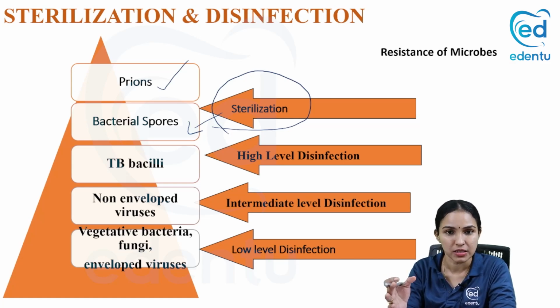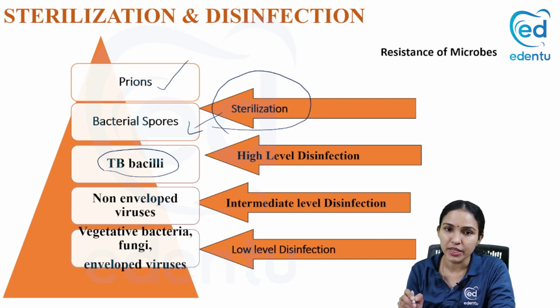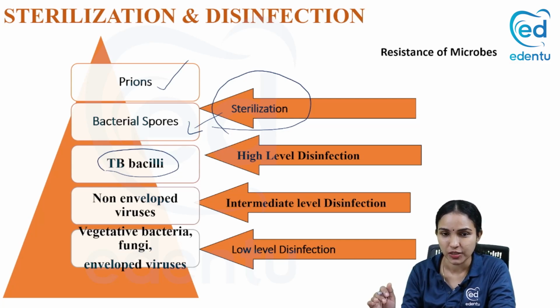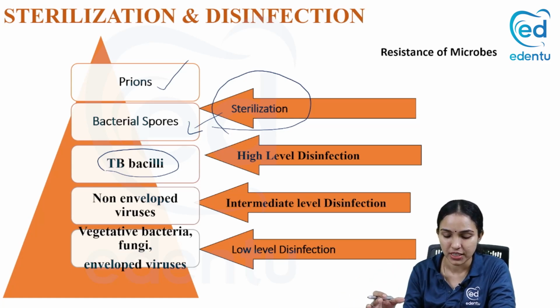We need special methods for them. But in general, among all other microbe forms, spore is the most resistant form, and to destroy spore, if you are suspecting spore in a sample or a material, you have to go for a sterilization method. You can't take risk. Now, when it comes to TB bacilli or Mycobacterium tuberculosis, you require a high level disinfection. We'll learn the chemical disinfectants in a coming class, in which you can see what is high level disinfectant.